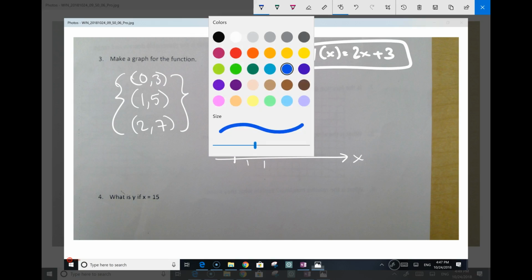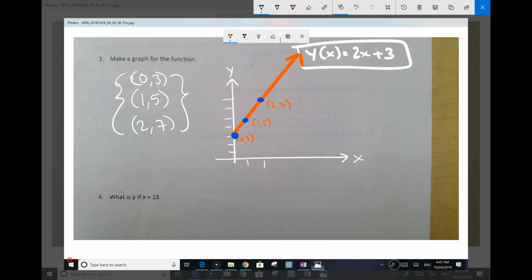Number 4. So number 4 is saying, all right, what would y be? What would your output be if your input is 15? So this is asking, what is the output if your input is 15?